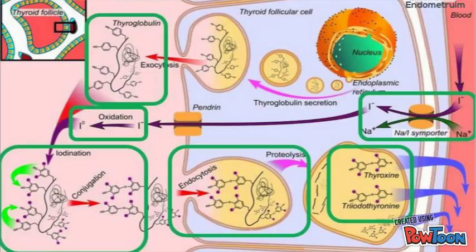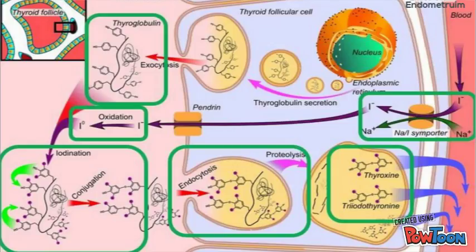Next is step 3, where pendrin, which acts as the ion exchanger, transfers the iodine into the lumen of the follicle. Once in the lumen of the follicle, thyroid peroxidase, or TPO, will convert the iodide to iodine by oxidizing it. Next is step 4, known as the organification of iodine. This is when the iodine attaches to the tyrosine in the colloid, forming diiodotyrosine, or DIT, and monoiodotyrosine, MIT.